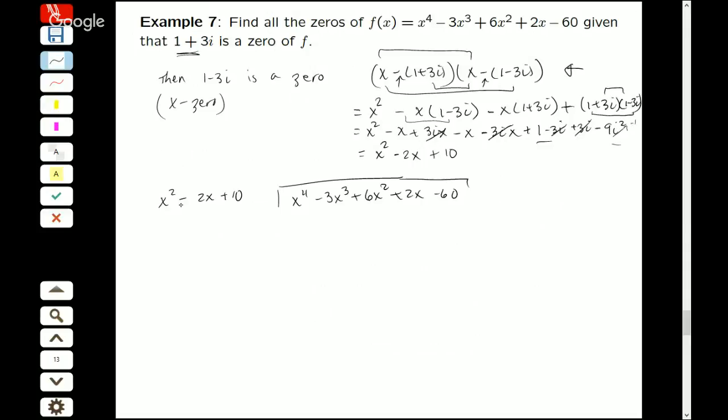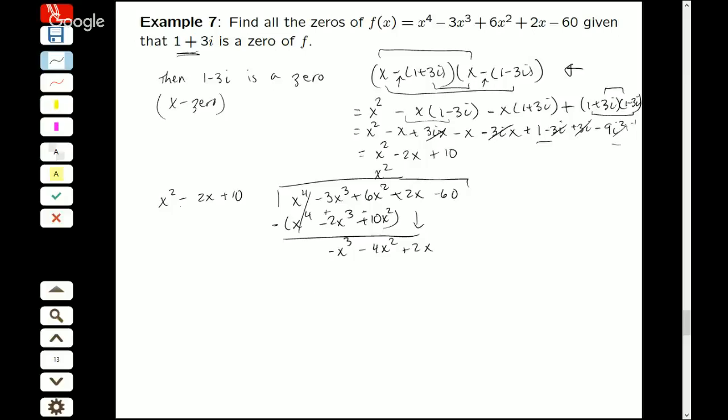Okay, how many times does x squared go into x to the fourth? X squared. So we get x to the fourth minus 2x cubed plus 10x squared. Those cancel. This becomes a plus here, minus 3x cubed plus 2x cubed, negative x cubed. That becomes a minus 10x squared, minus 4x squared. Bring down your plus 2x.